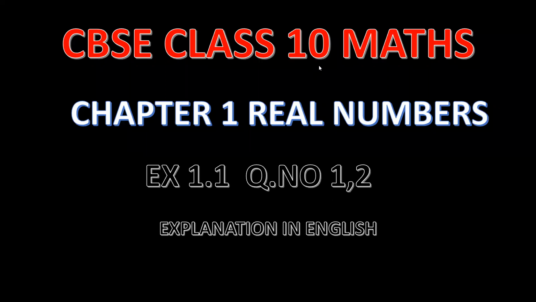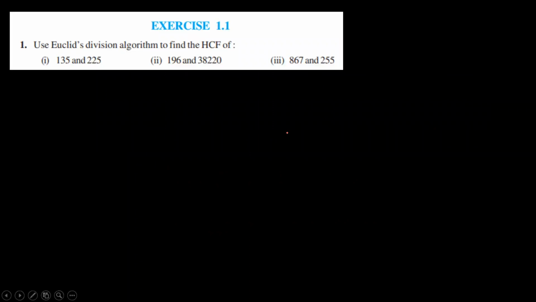Hi students, in this video, we are going to discuss question number 1 and 2 from the first chapter, exercise 1.1. Let's start to solve the questions. So the first question: use Euclid's division algorithm to find the HCF. We have three subdivisions to solve. Before solving the question, let me explain what Euclid's division algorithm is.